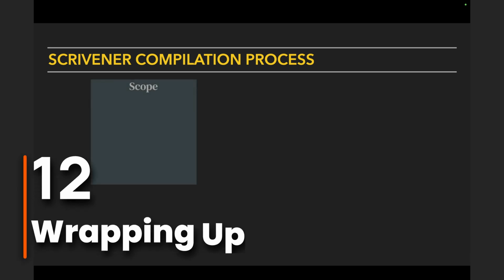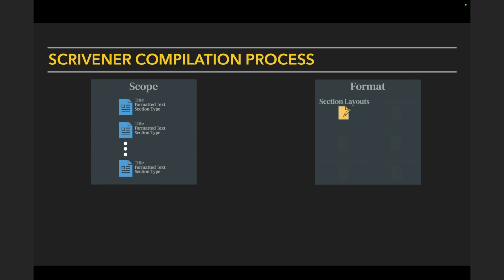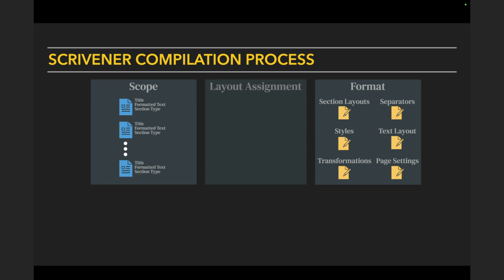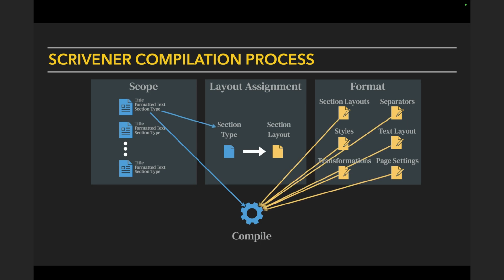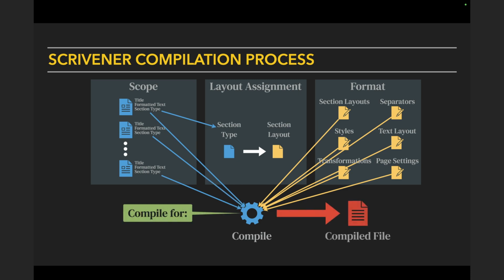So just to wrap up, Scrivener is going to get a scope based on what you specify, one or more Scrivenings files. You'll have a format with section layouts and other information. You'll do that layout assignment, section type to section layout, and then it'll go through your Scrivenings and get the information it needs from the format and compile it for a certain type of resulting file, and then save that wherever you told it to save it. That is compile. It is complex, but again, it's necessarily complex. There's a lot of things that it has to do. I hope, though, that this helps to demystify compile a little bit for you.